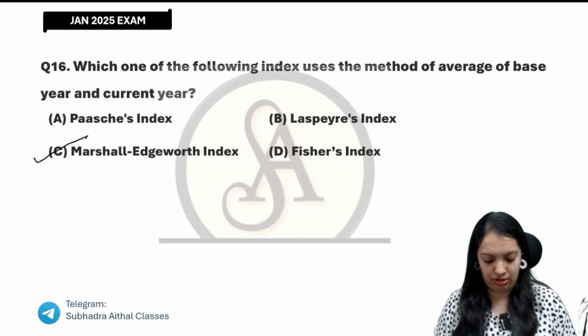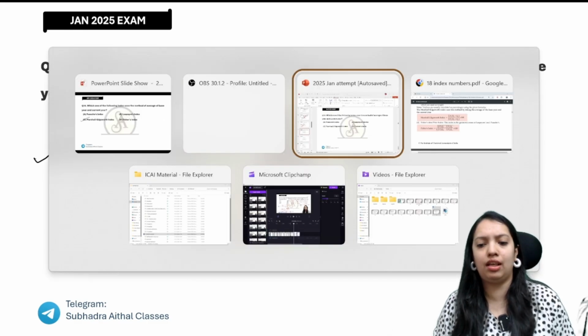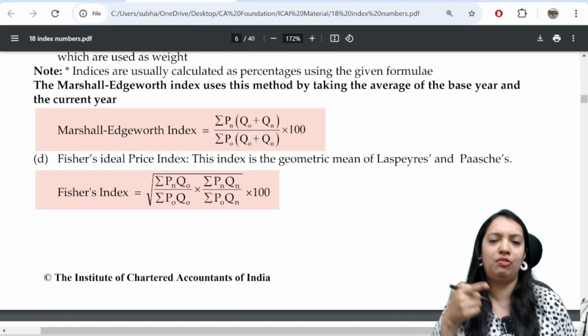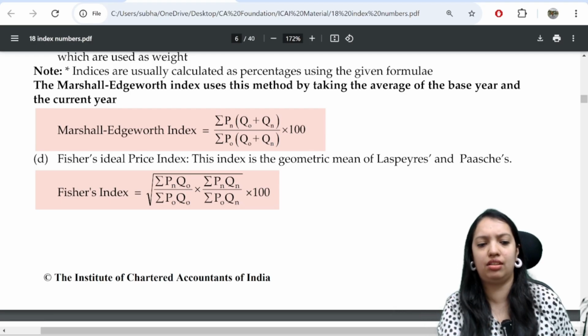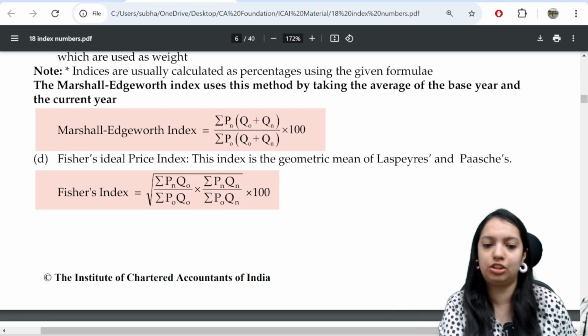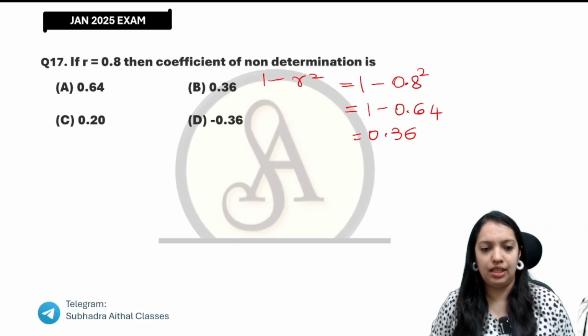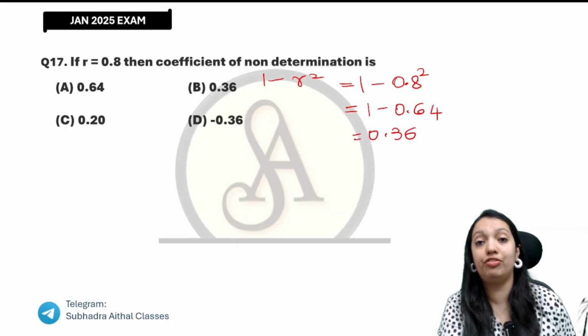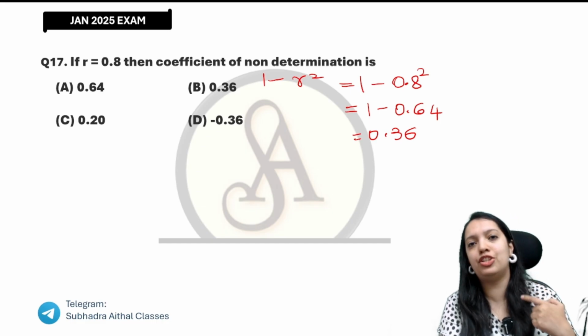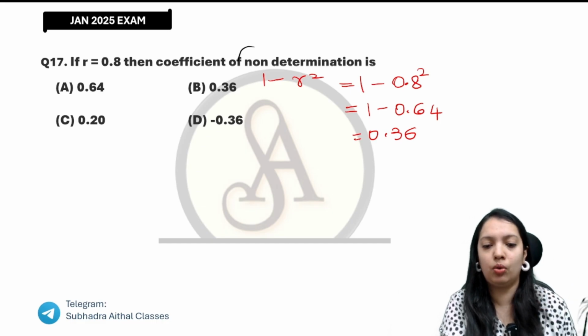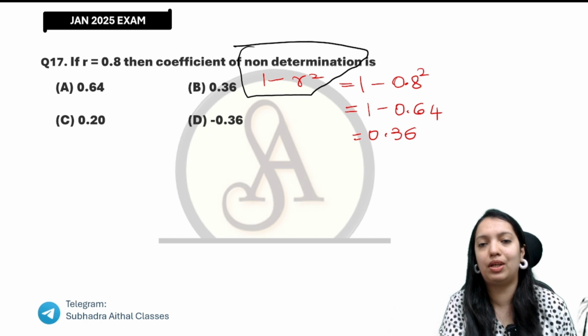Next, which of the following is used to calculate average of base and current year? This is Marshall-Edgeworth. I rechecked this answer logically. Even both C and D are correct. But when I went to ICAI material and rechecked it, they have clearly printed that Marshall-Edgeworth uses average of base year and current year. Next, what is coefficient of non-determination? Coefficient of determination is r square. Coefficient of non-determination is 1 minus r square.